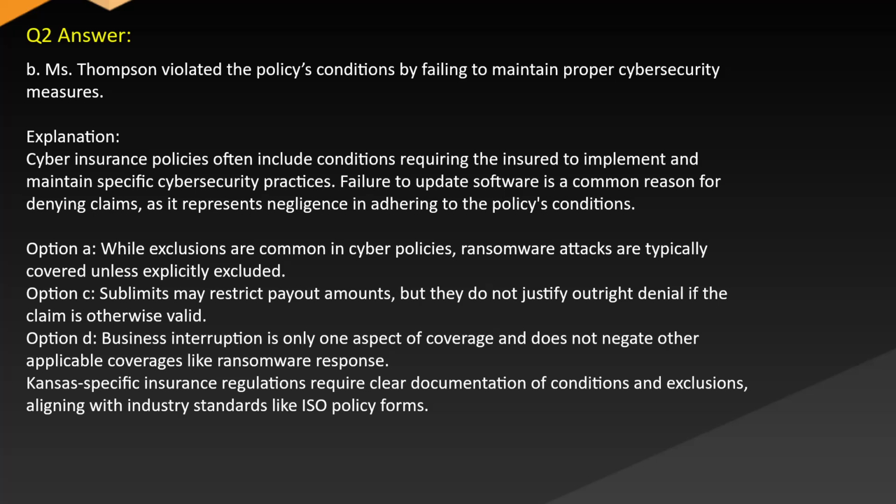Option C. Sublimits may restrict payout amounts, but they do not justify outright denial if the claim is otherwise valid. Option D. Business interruption is only one aspect of coverage and does not negate other applicable coverages like ransomware response. Kansas-specific insurance regulations require clear documentation of conditions and exclusions aligning with industry standards like ISO policy forms.